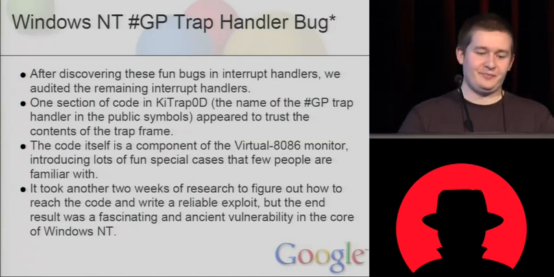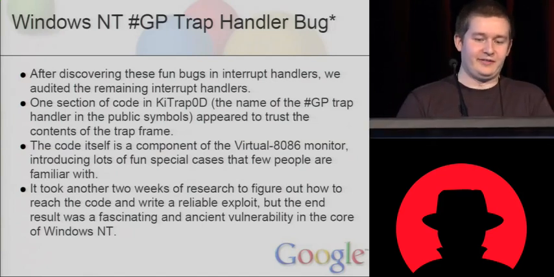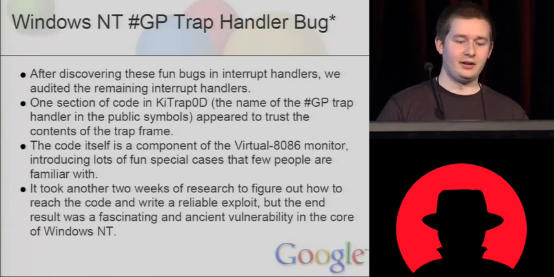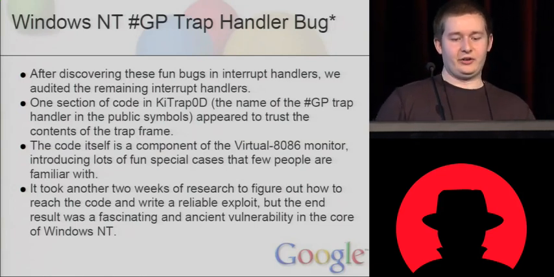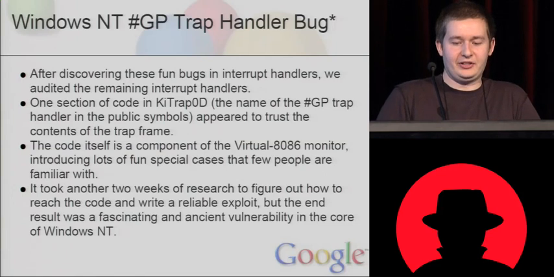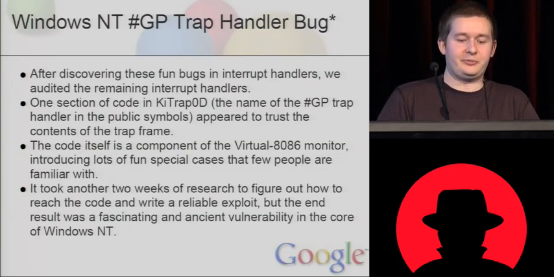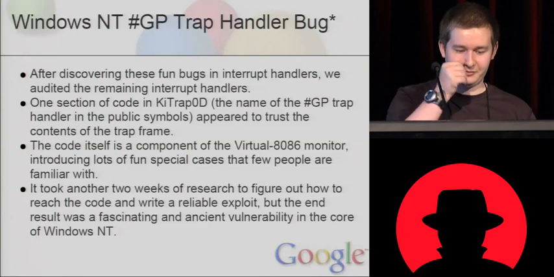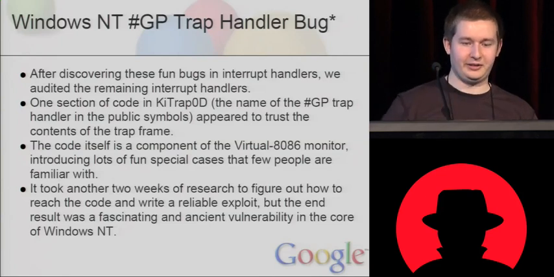Okay, so after we discovered these fun bugs in various interrupt handlers, we decided this was going to be some fruitful research, so we decided to audit the remaining interrupt handlers we could find. We found one section of code in KiTrap0D, which is the name of the GP trap handler in Microsoft public symbols. And we found one location where it appeared to trust the contents of the trap frame. This was a bit of a WTF moment for us, where we saw this code that was obviously doing something completely bizarre.